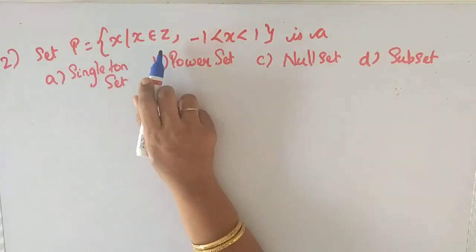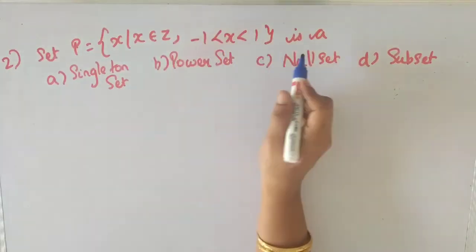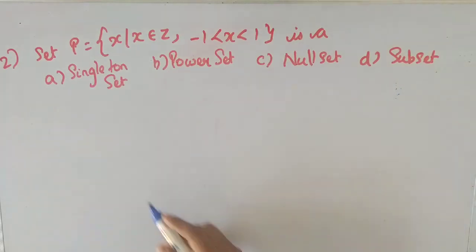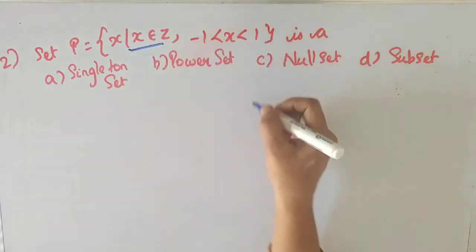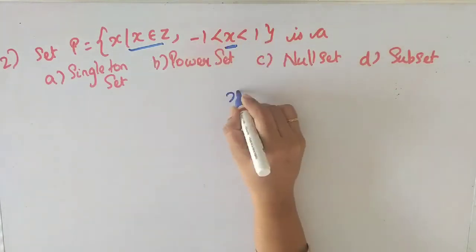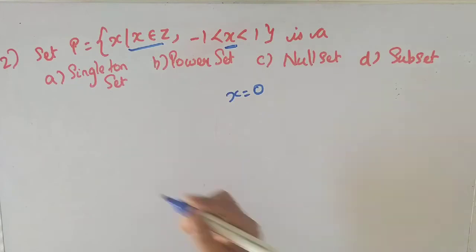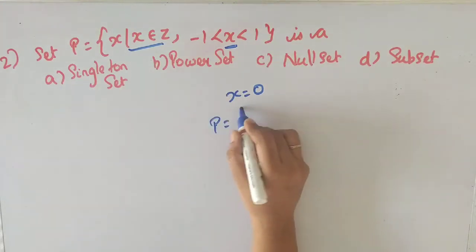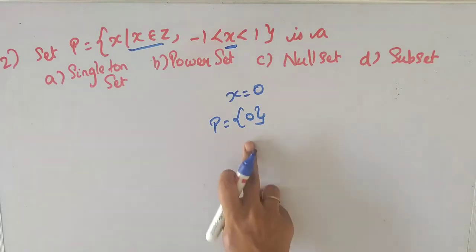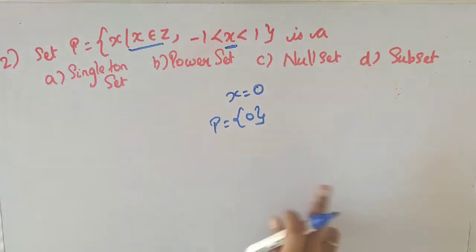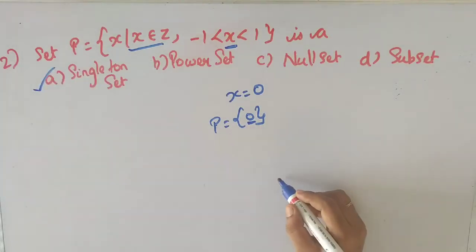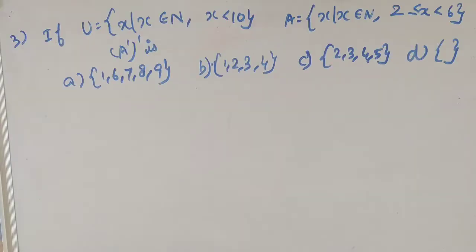Here p is given as x and x is an integer and it is greater than -1 less than 0. Which of the following is correct? It's a singleton set, power set, null set or a subset. Here x is an integer and it is greater than -1 less than 1. So the only possible way for x is 0 because x is an integer. So only possible way is 0. So p is equal to 0. As p is equal to 0, can we consider it as null set? No, 0 is an element. So p is a singleton set.